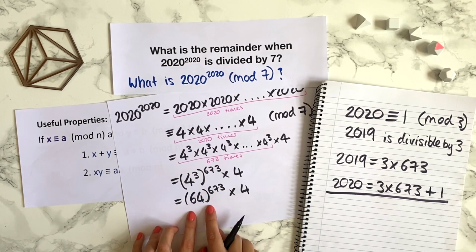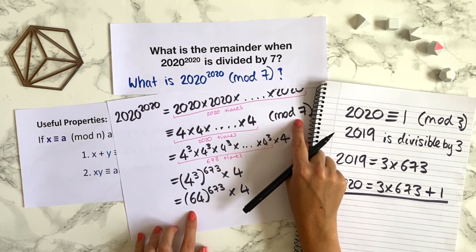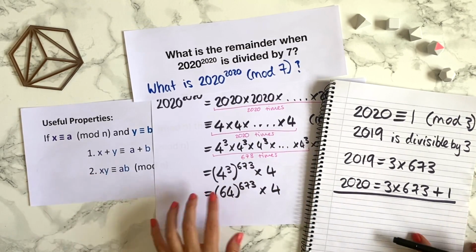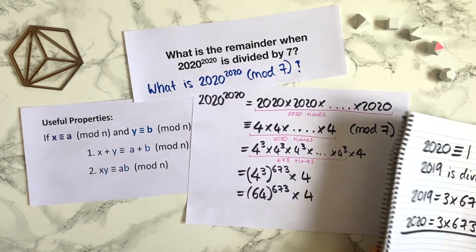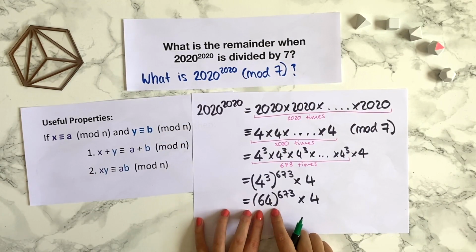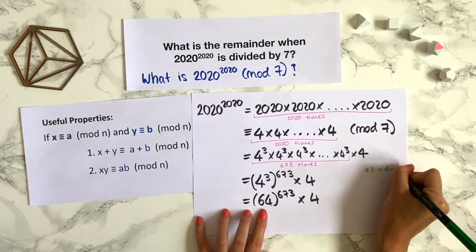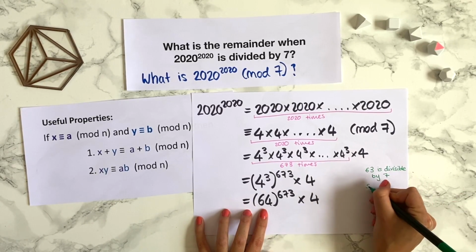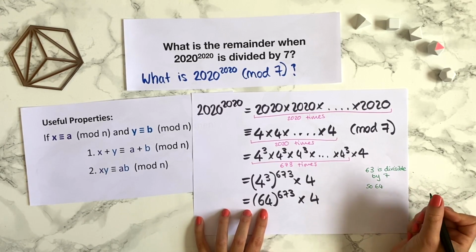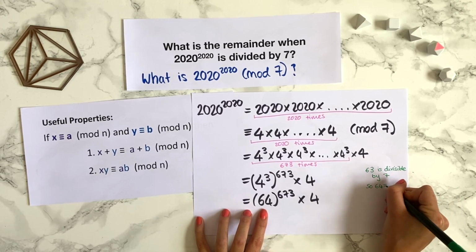Now, what's 64 modulo 7? Can we use this multiplication theorem over here to simplify this? Well, as luck would have it, 63 is divisible by 7. 63 is 9 times 7. So that means 64 is congruent to 1 modulo 7.